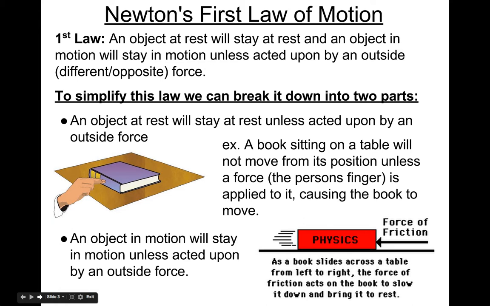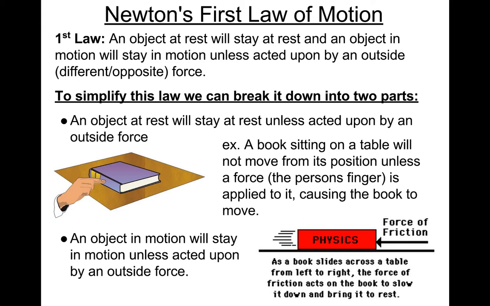To simplify this law, let's break it down into 2 parts. Let's look at the first part: an object at rest will stay at rest, unless acted upon by an outside force. If we have a book sitting on a table, that book will not move from its position unless a force, in our illustration a person's finger, is applied to it, causing the book to move. We could put a book on the table in a room, walk out, shut the door, come back a year later, and the book would still be in the same spot.